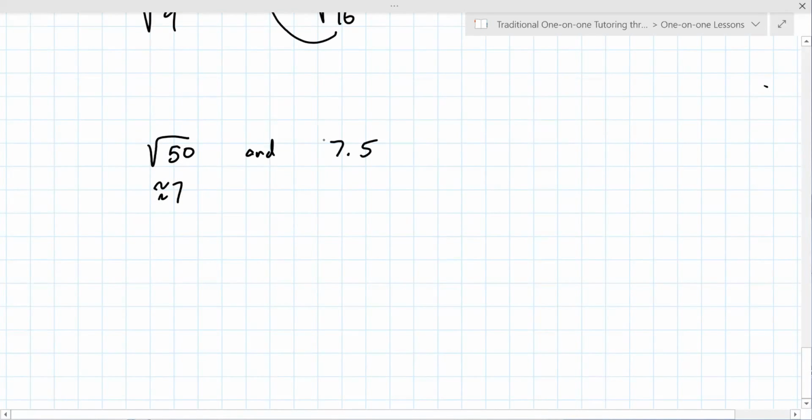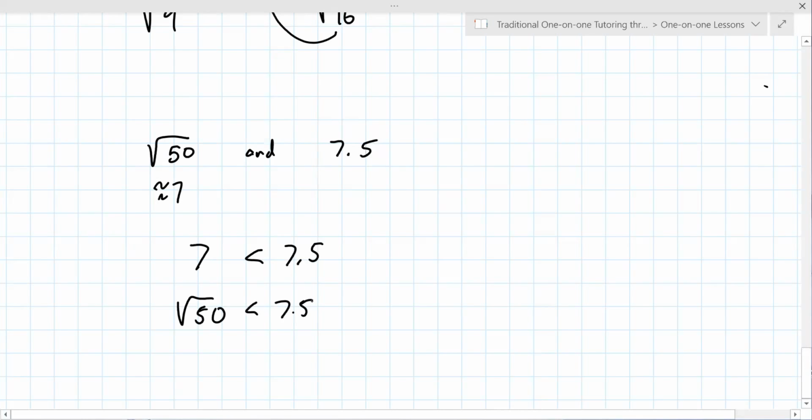So how does that compare to 7.5? It is bigger. So this one is the larger. No, I'm sorry, 7 is smaller than 7.5. Oh yeah. So that means the square root of 50 is less than 7.5.